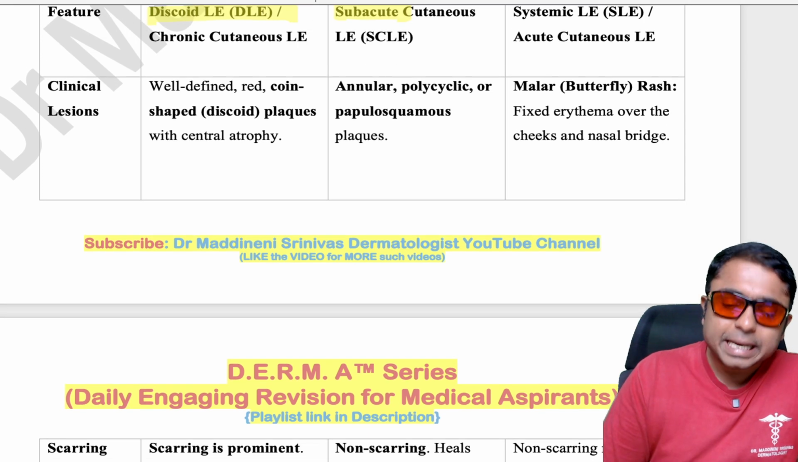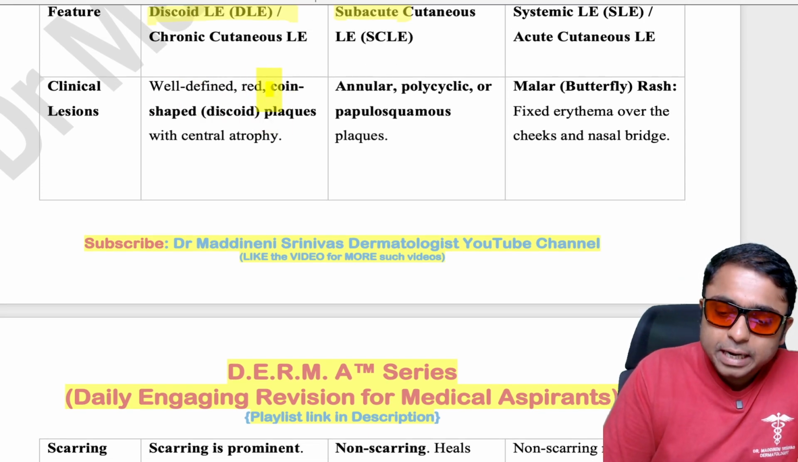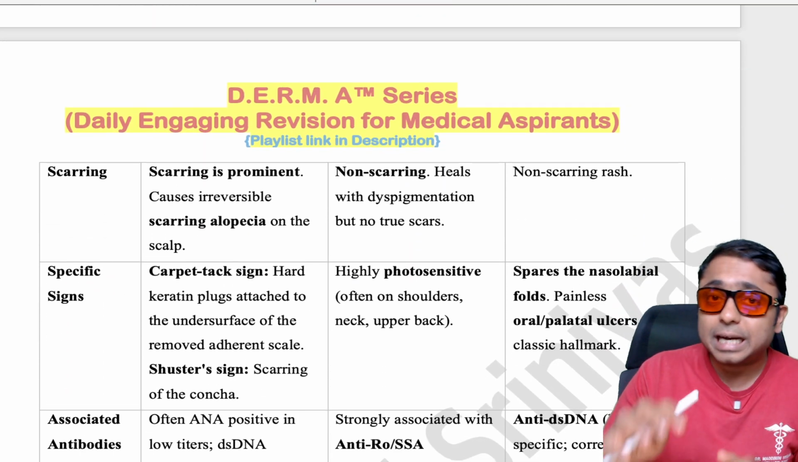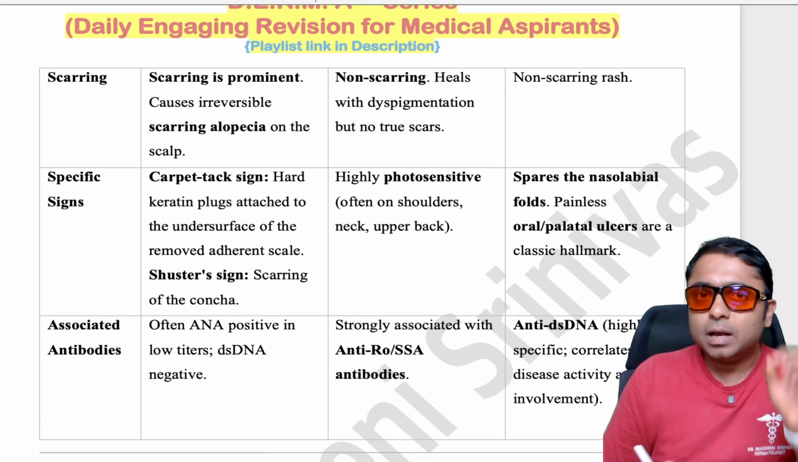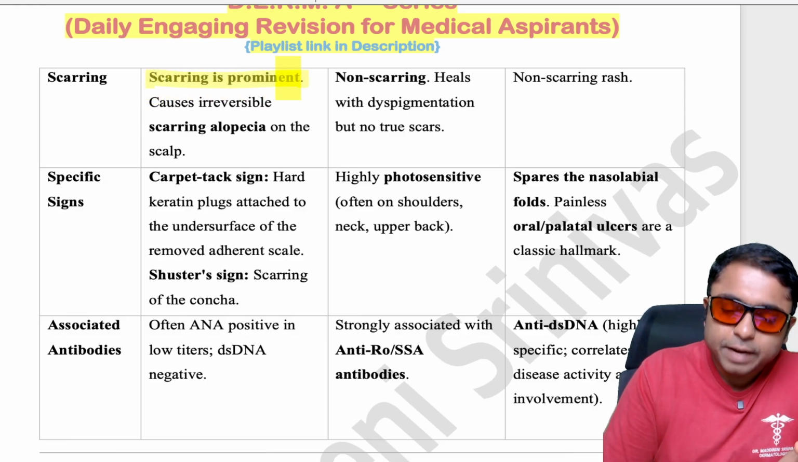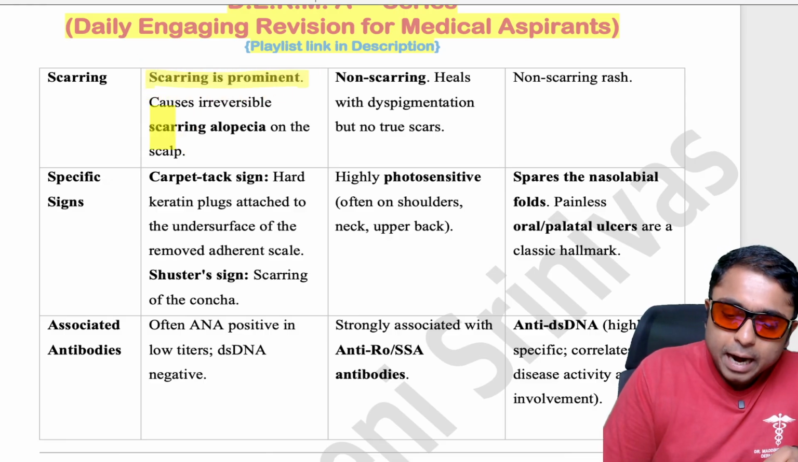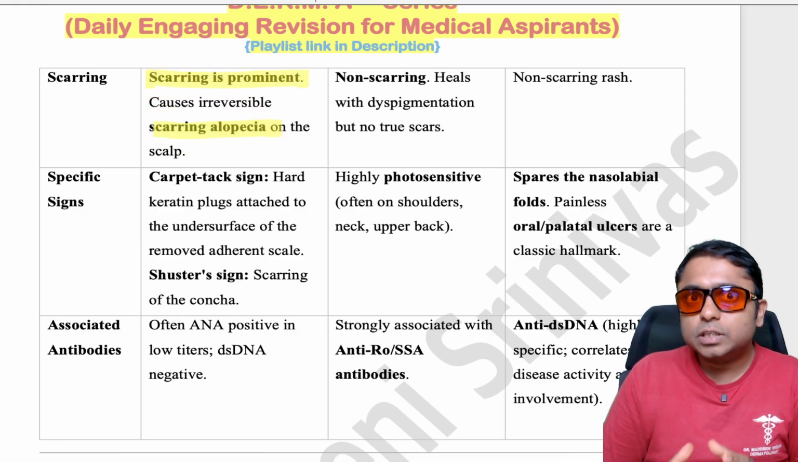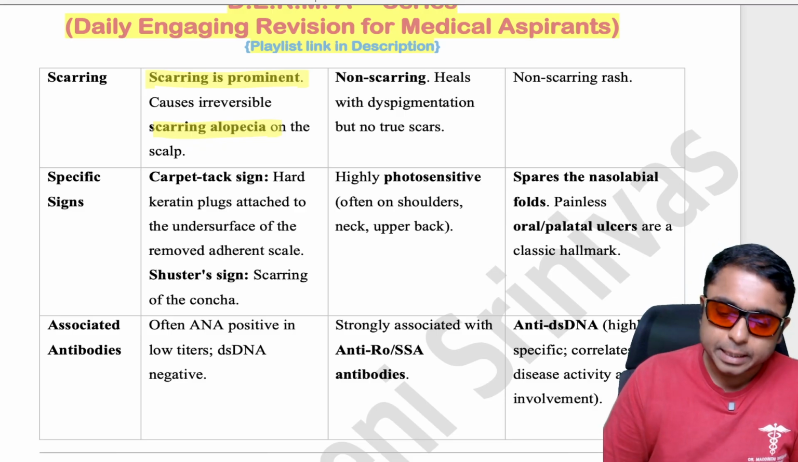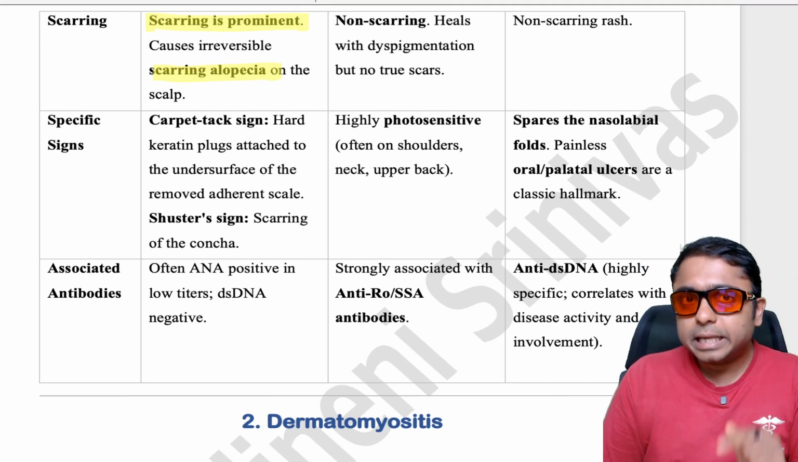In DLE, discoid lupus erythematosus, well-defined coin-shaped or discoid plaques are present with central atrophy. Remember, it is skin predominant, and scarring is a very prominent feature in DLE. It can also produce hair loss which is irreversible, that is, scarring type of alopecia can also occur in DLE. And important signs are there which were previous year questions.